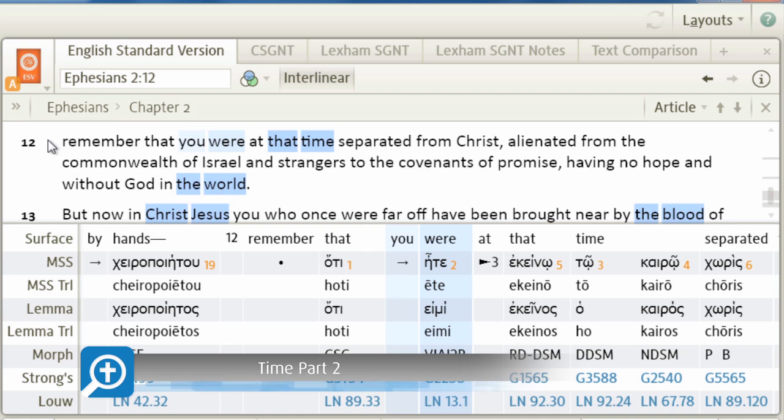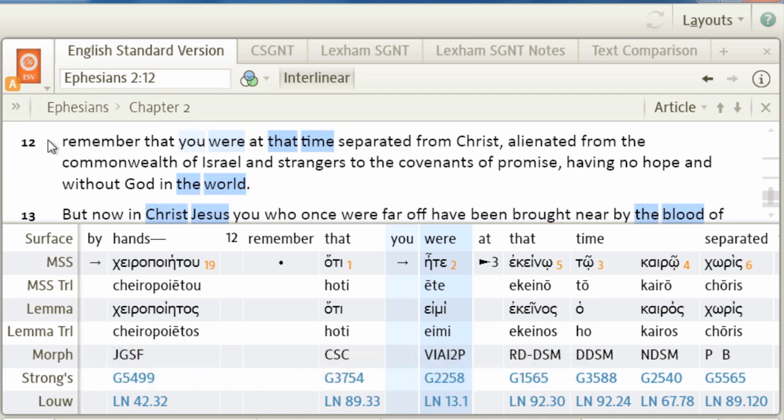So Paul, having described the miraculous work of God in taking us from death to life, now reminds Gentile believers that they were once outsiders, but are now part of the people of God. So Paul writes this in Ephesians 2:12. Remember that you were, at that time, separated from Christ, alienated from the commonwealth of Israel, and strangers to the covenants of promise, having no hope and without God in the world.